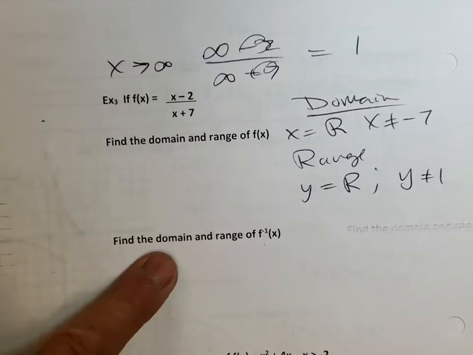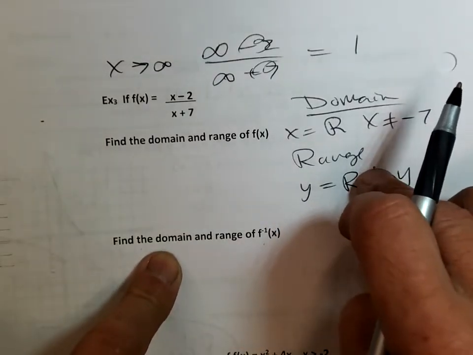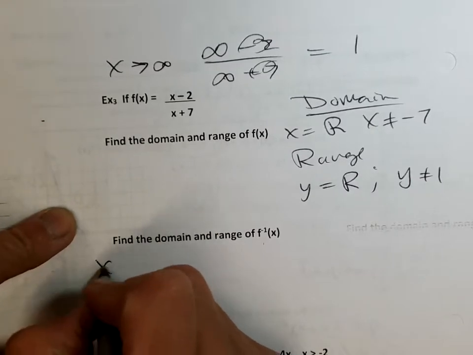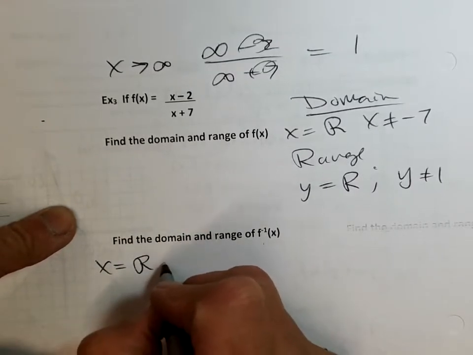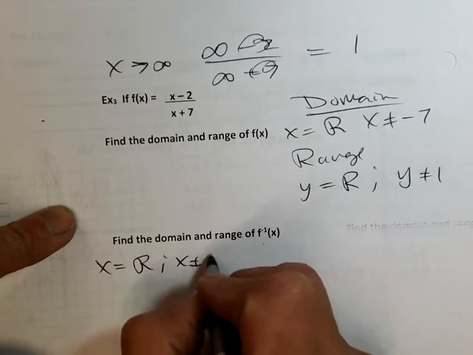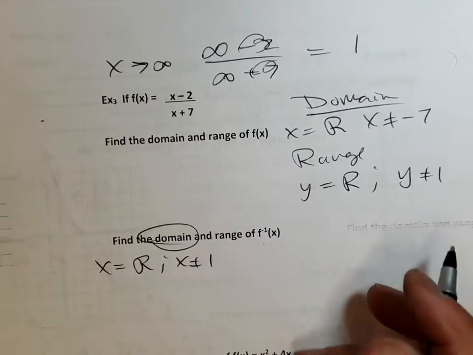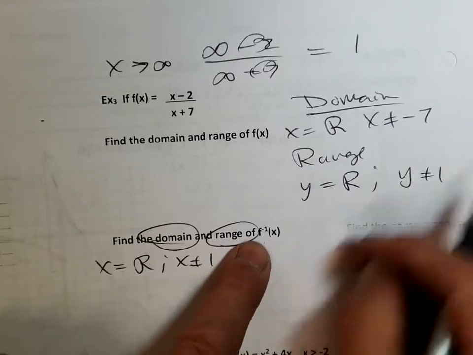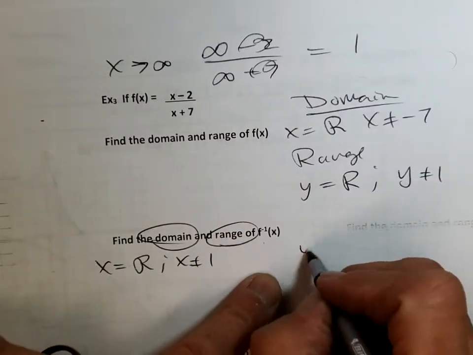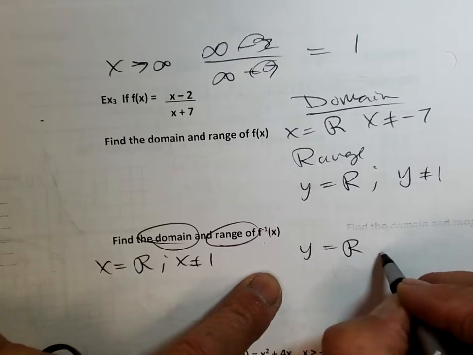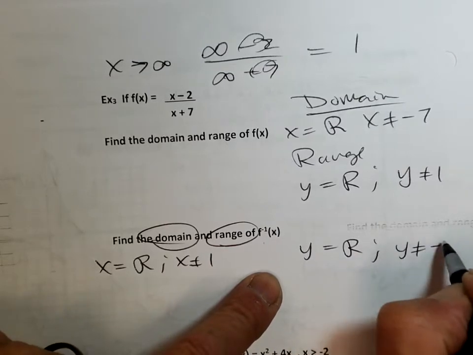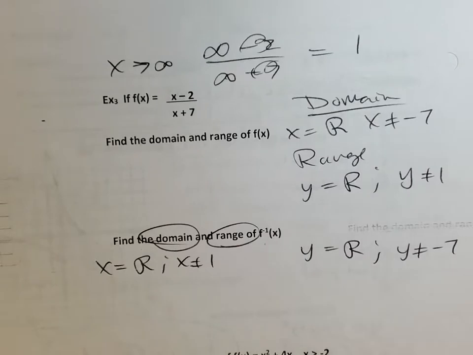So the domain is the range of the original, right? So the domain is x equals all real numbers except x cannot equal 1. That's my domain of the inverse. And my range is the domain of the original. So it's y equals all real numbers except y cannot equal -7. Awesome. Kind of makes sense to me, because if the x's and y's switch, then all of the x's switch with all of the y's, including the problems. The problems also switch.